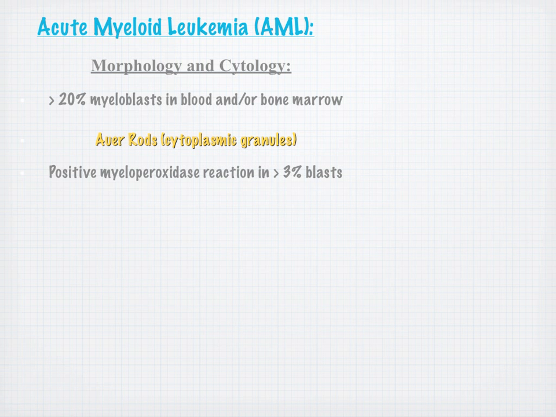We'll see our Auer rods, which are just cytoplasmic granules, and you're not actually going to see those except for that one person in our class who's actually a laboratory technician who I think said she had seen them. But you're probably just going to get a report that says this is what they saw.